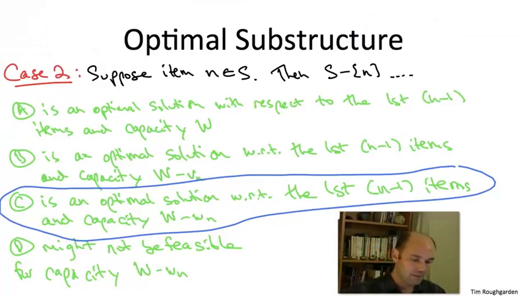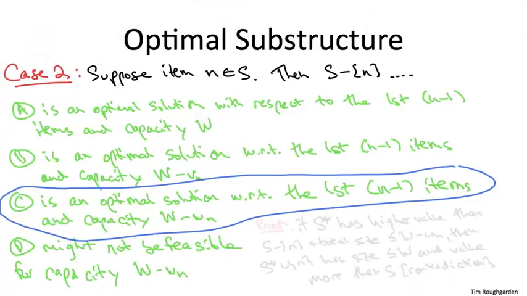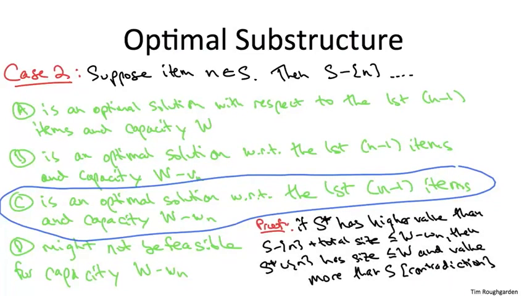All right, so why is capital C correct? Well, this is going to have the same spirit of case 2 of our weighted independent set thought experiment. So let me give you the proof. The proof is going to be the usual contradiction analogous to case 2 of our argument in the weighted independent set problem. So suppose there was something better than S with n removed with the residual capacity capital W minus little w sub n. Call that supposedly better solution S star.